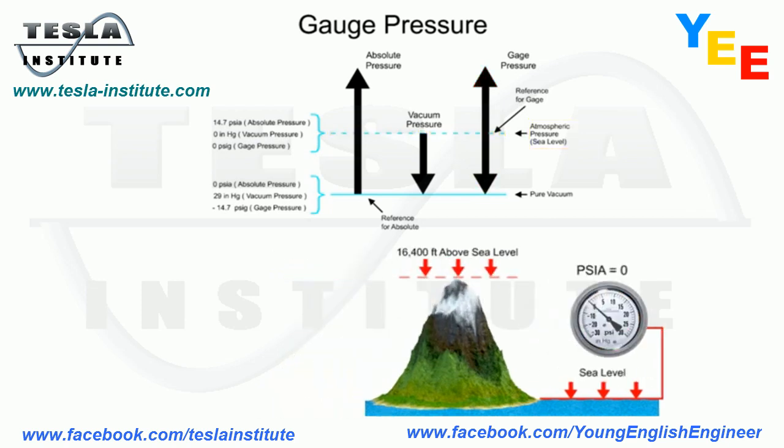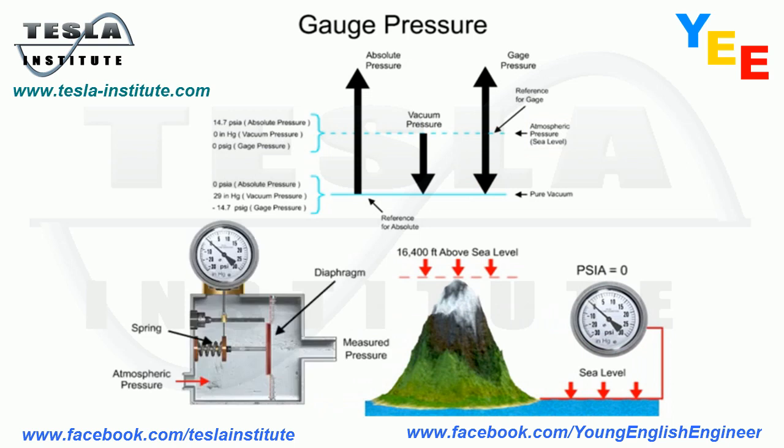Gauge pressure can also be measured with a mechanical diaphragm gauge. Using atmospheric pressure as the reference, the diaphragm bends towards the side with the lowest pressure and operates the spring that is mechanically linked to the gauge pointer.